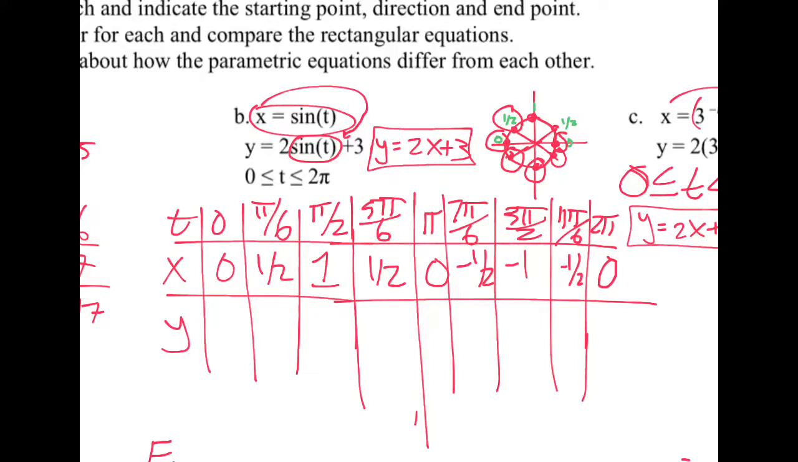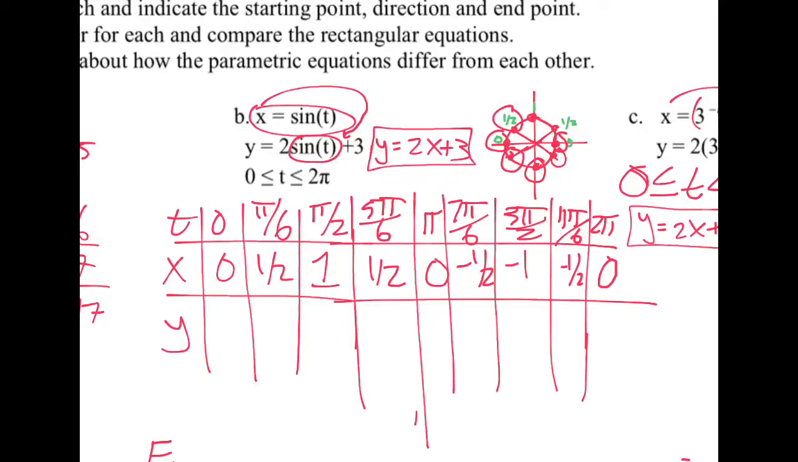So think about the graph of sine. It oscillates between -1 and 1. Okay, well now let's look at our corresponding y values. I'm going to use the fact that y, when you eliminate the parameter, is 2x plus 3, and I'm just going to use those x values rather than repeating the process of evaluating the sine of t and then multiplying by 2 and then adding 3.